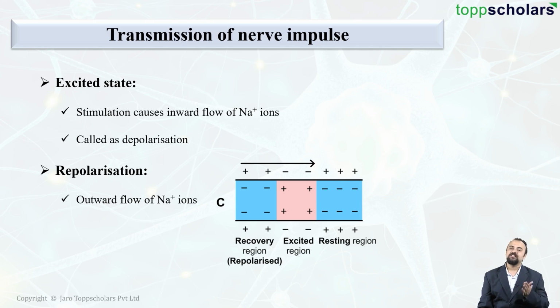So students, the three phases or the three stages of transmission of a nerve impulse are resting stage, excited stage and repolarization.